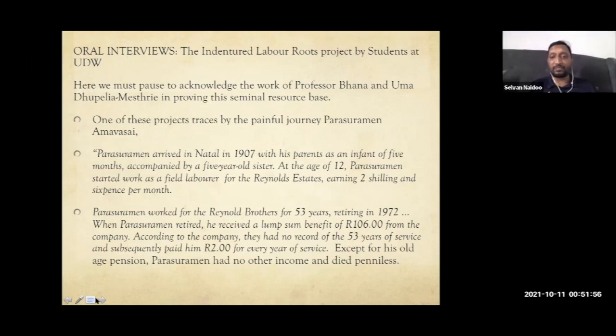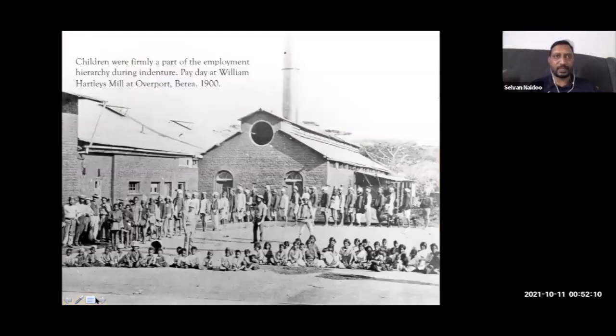And according to the company, they didn't have any record of him. They proceeded to pay him 2 rand for every year of service. And sadly, he died with no extra income, really penniless, in his estate down in the South Coast. Here we see children, and if you look to the bottom left-hand corner, children are firmly part of the system of indenture. And here, this is payday out in the Bria in 1900.